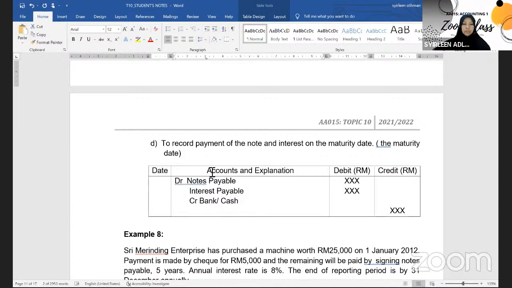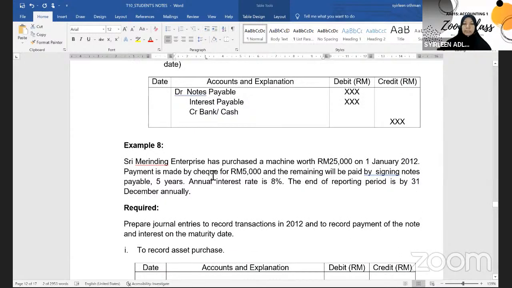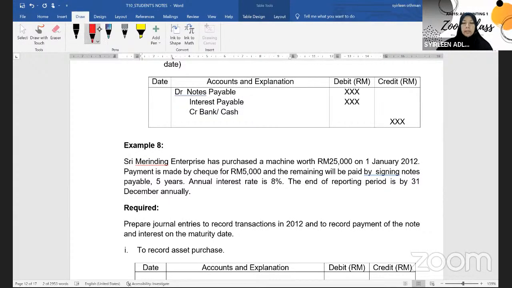So kita tengok contoh example 8 ni. This company has purchased a machine. The price, atau the amount that you need to pay for the machine, is 25,000, and the purchase date is on the 1st of January 2012. Payment is made by check with the amount of 5,000 ringgit. That means at that moment you only have 5,000 ringgit available to make payments for the asset, so you are not able to pay the whole amount.